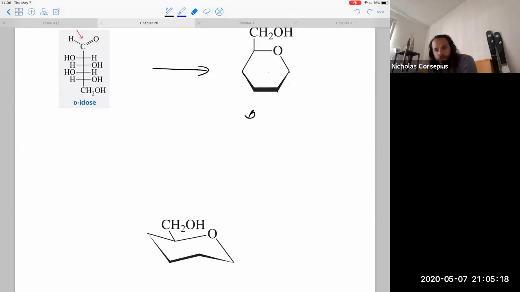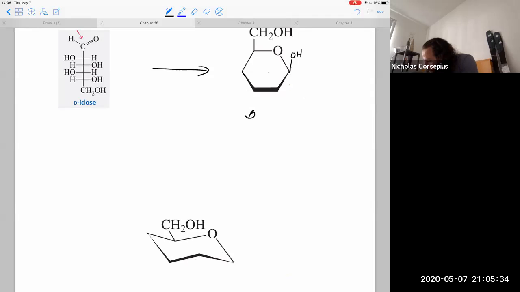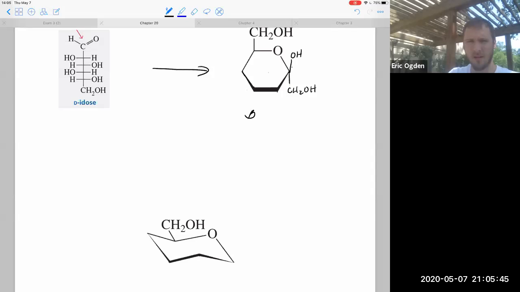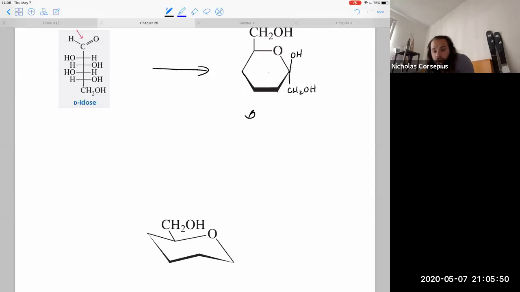All right, so first, if we are doing the beta, then which direction is the OH group on my anomeric carbon supposed to be pointed? Up. So I can automatically, just because I told you it was going to be the beta, put that there. And then is there going to have to be this CH2OH on that anomeric carbon as well? No. Why not? No, Eric's right, but why not, Eric?